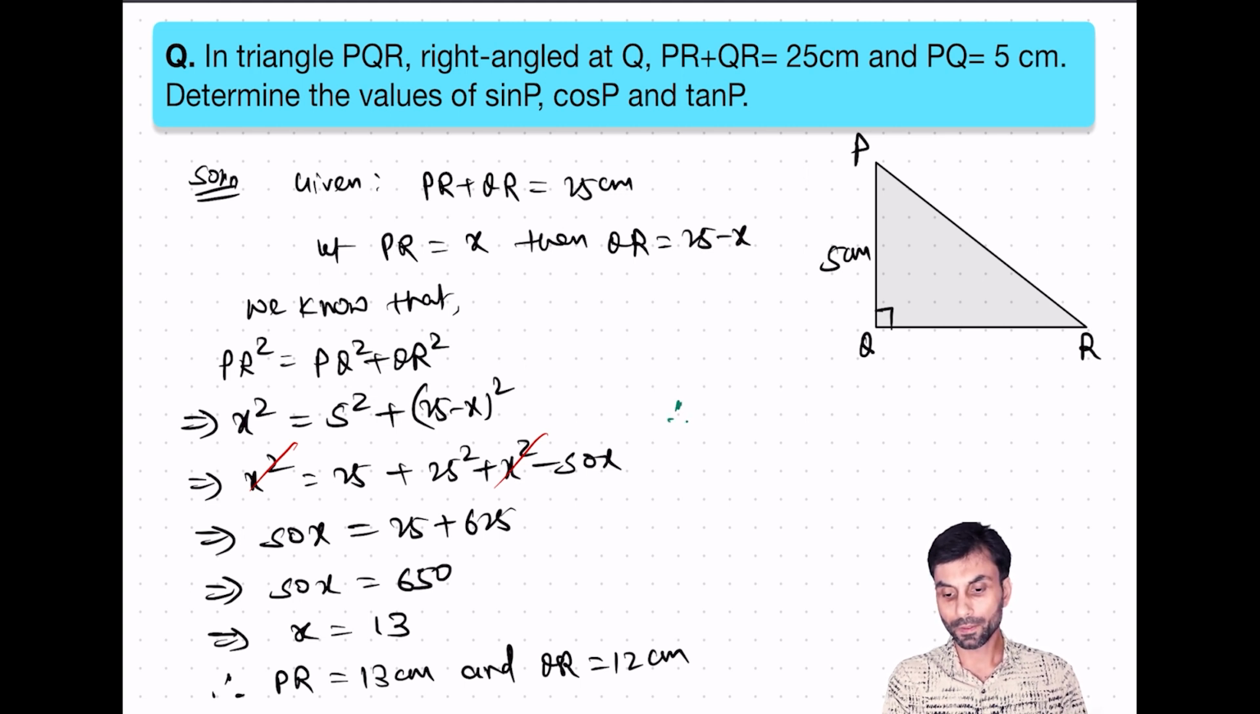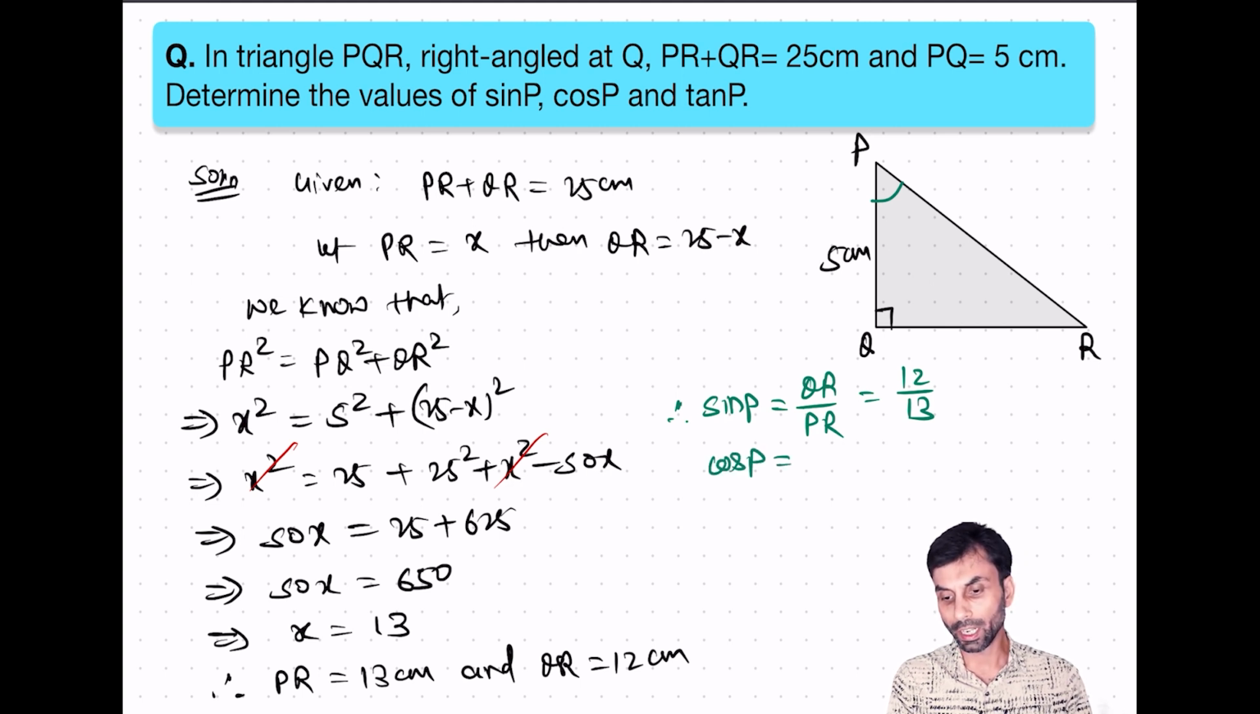So therefore, the value of sin P, we are talking with respect to angle P. Opposite is QR and hypotenuse is PR. The value of sin P will be 12 upon 13. Then cos P, which will be adjacent PQ upon PR, which will be 5 upon 13.